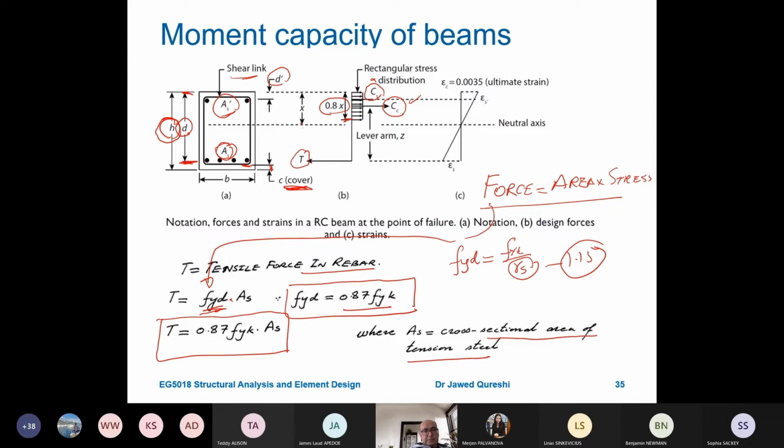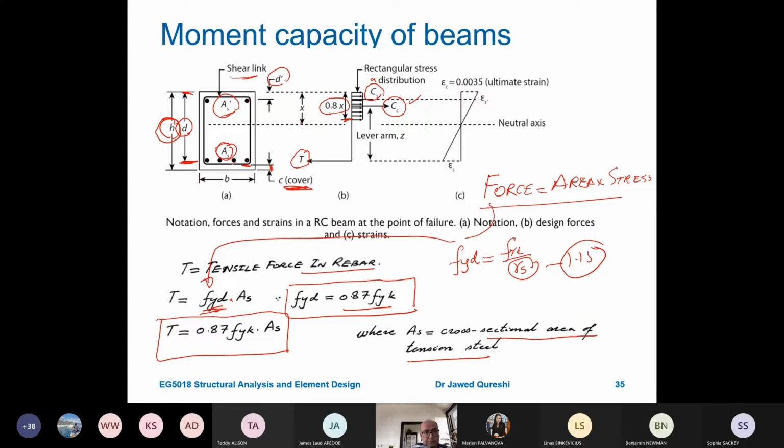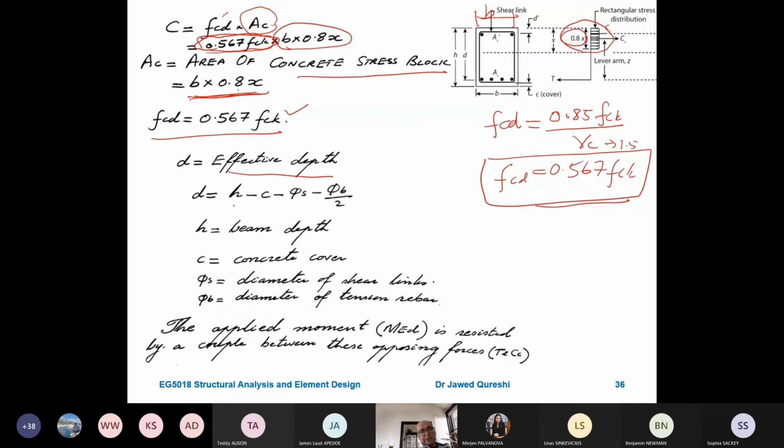Then I have to subtract the diameter of a stirrup to reach the bottom of the reinforcement. But this depth is to the center of the reinforcement, so I will have to subtract half of the diameter of the main bar. So in that way, D will be equal to H minus cover minus diameter of the shear link minus half of the diameter of the bar. That's how the formula works. So that's how we work out D.